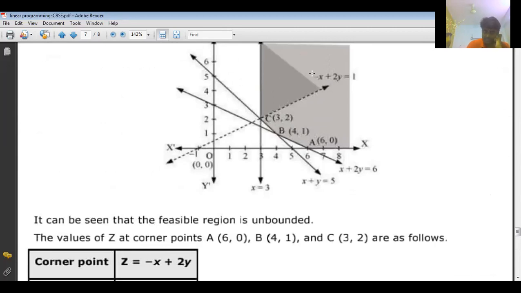But for this region also, there are many points in common if you observe. This is the best example for unbounded and no solution. This is an example of unbounded and no solution, because there are many points in common in both the regions. That is the reason we say it does not have any solution.